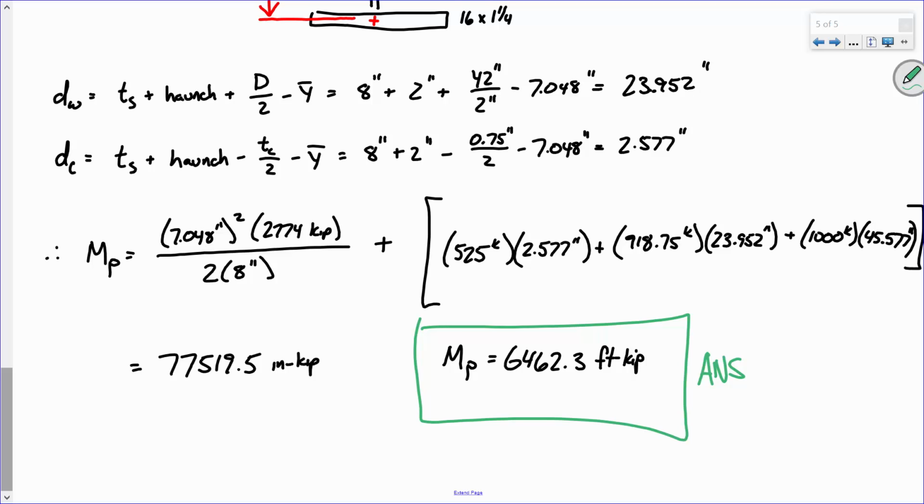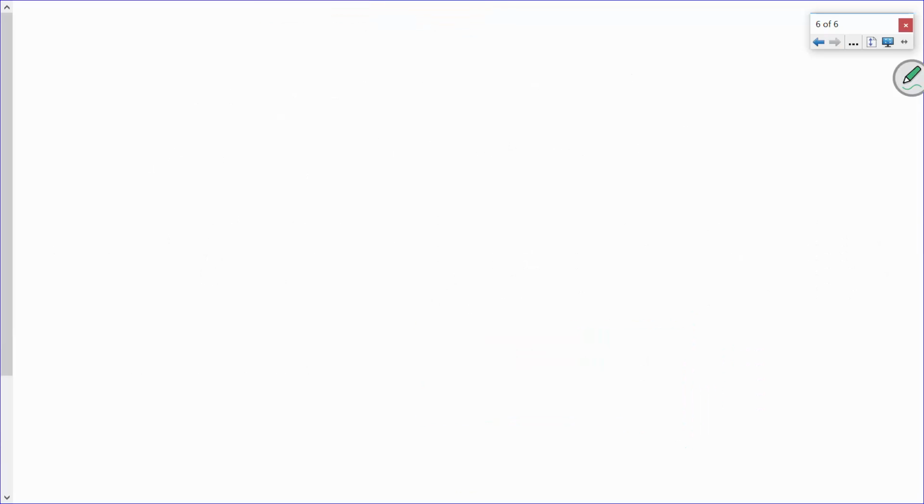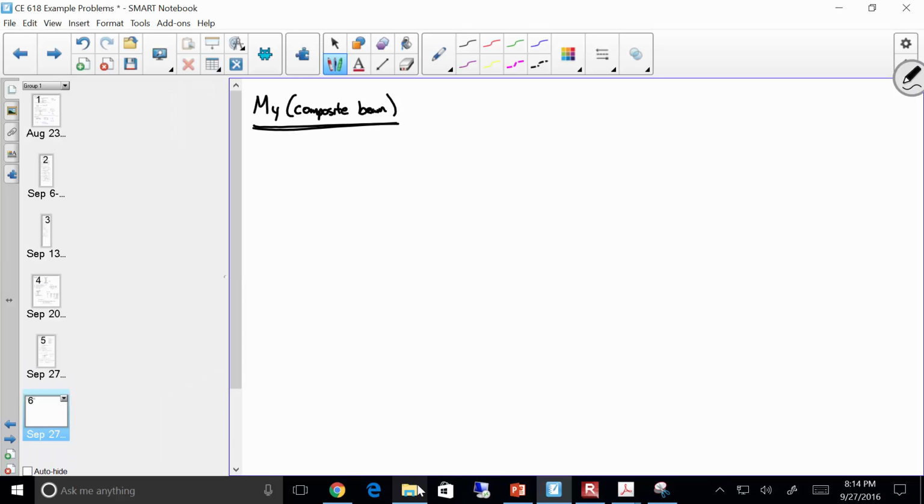Okay. Now this is MP. Let's look at MY. Now, in order to compute MY, we got to go back to our moments. So let's look at MY for a composite beam. Do I need to go back at all, though? Does everybody have all that? Okay. Let me pull my moments up.